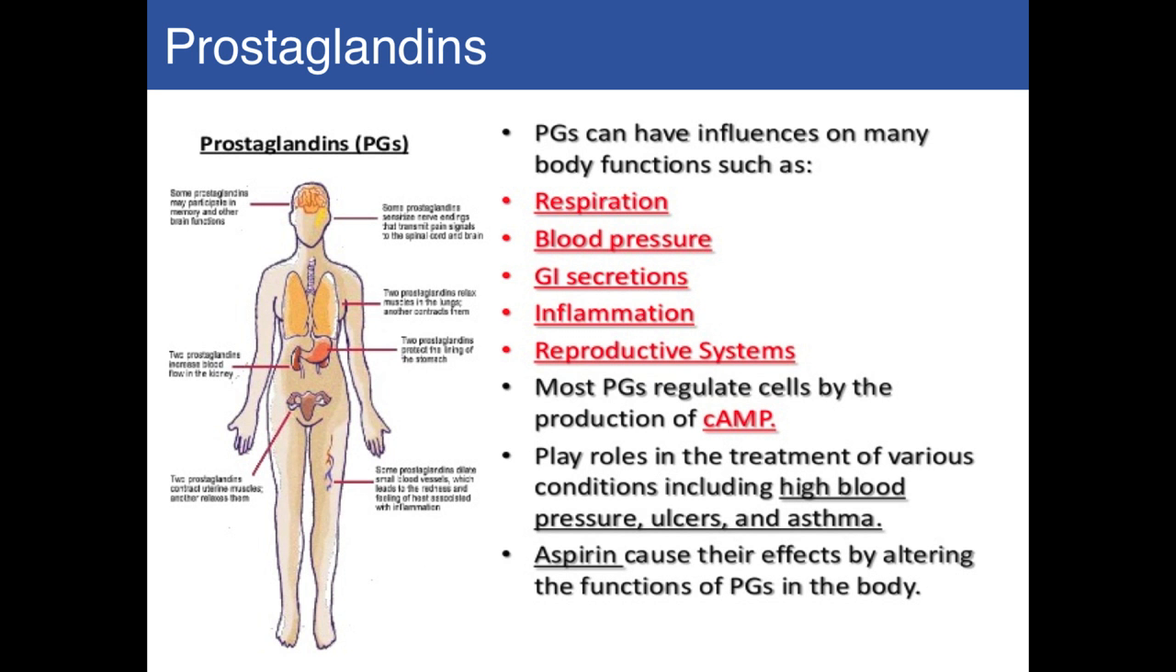They influence respiration, blood pressure, GI, inflammation, reproductive systems. A lot of your reproductive systems are associated with and triggered by prostaglandins. They're regulated by cyclic AMP. What is cyclic AMP? What is AMP? Adenosine monophosphate, right? So there's a cyclic version of that. That's a very important regulatory mechanism in a lot of systems. That regulates prostaglandins. Prostaglandins influence all of these systems, and they also play roles in the treatments and conditions for high blood pressure, ulcers, and asthma. Aspirin is actually one of the main regulatory entities in these prostaglandins. It alters the function of prostaglandins in your body.